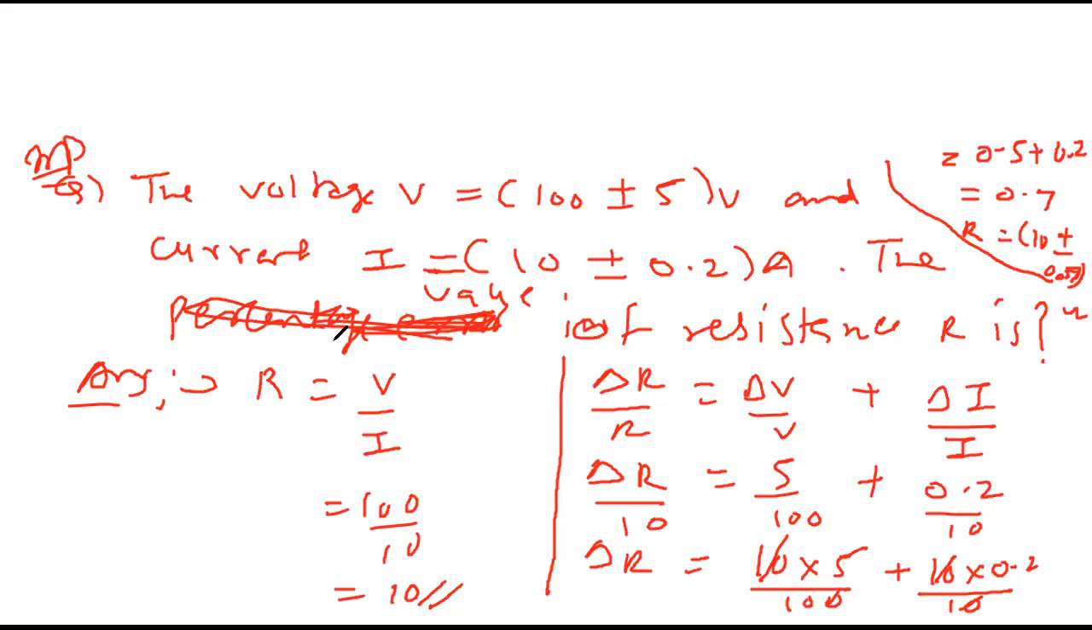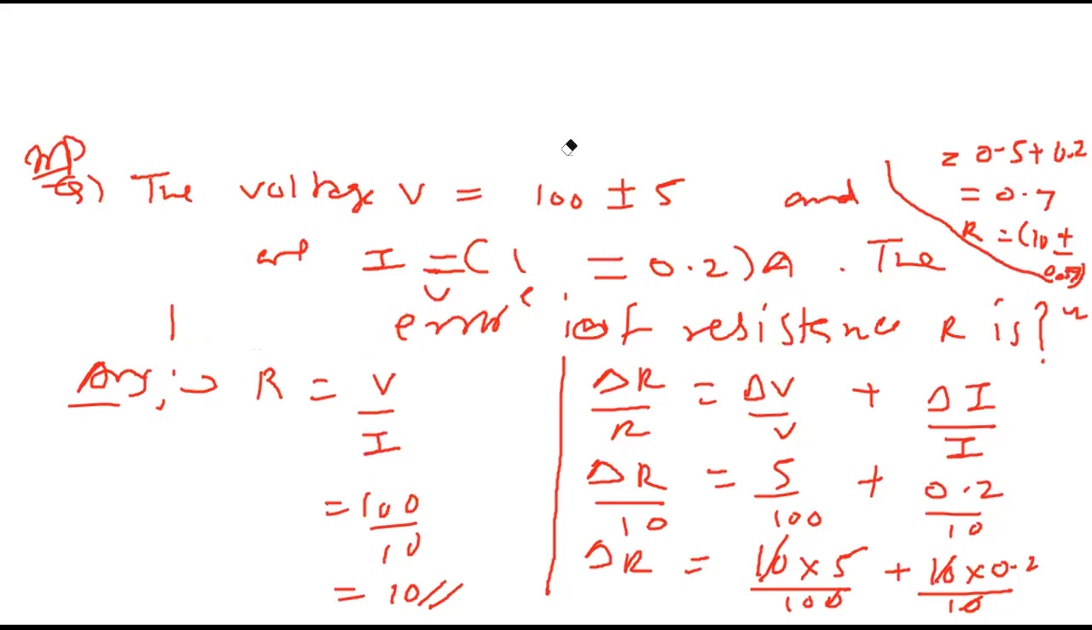One more and the last sum, because mostly college exam will ask that. Last is resistance R equals to 10 plus or minus 0.7 ohms. Completed? Yes, sir. Clear कर देता हूँ. College exam के लिए बहुत important है.